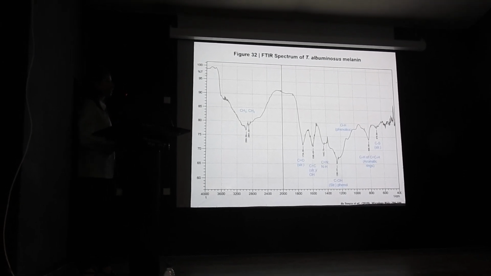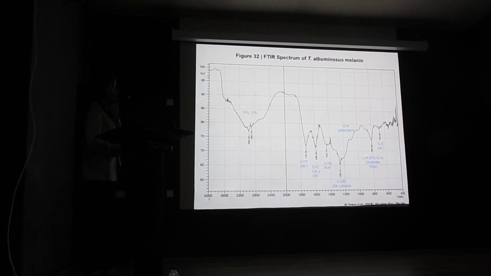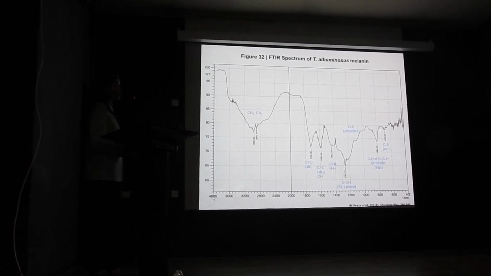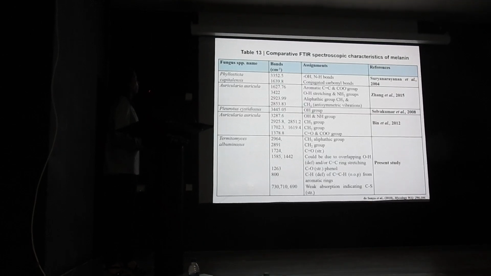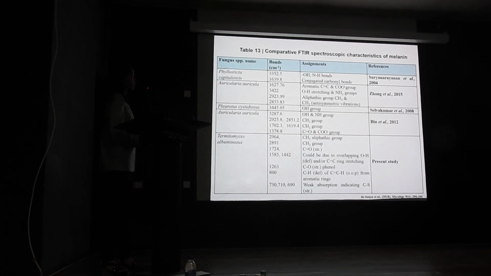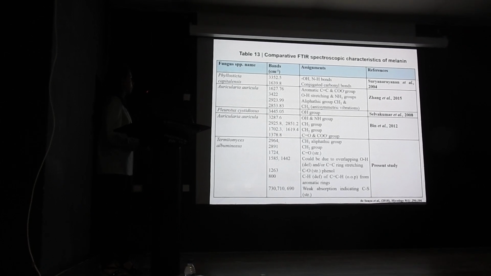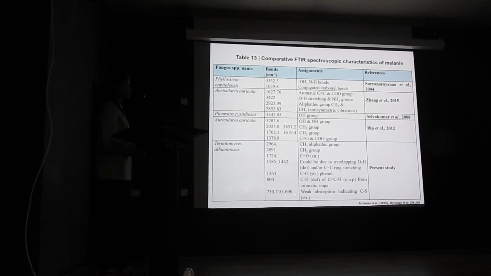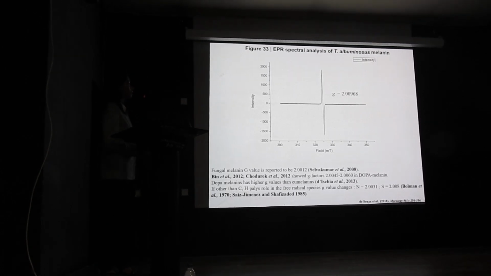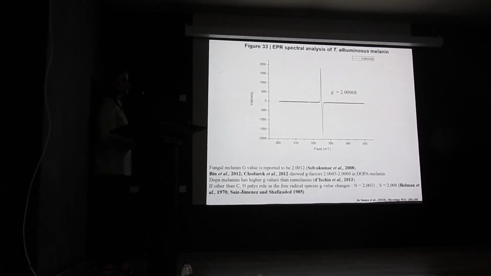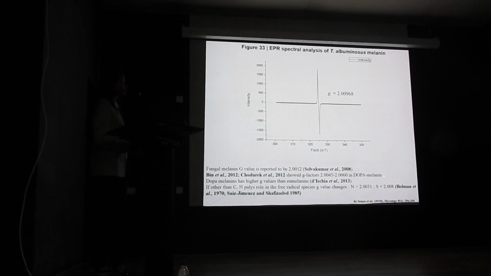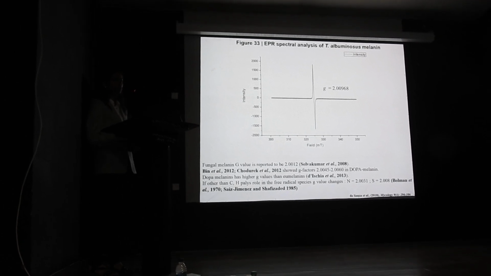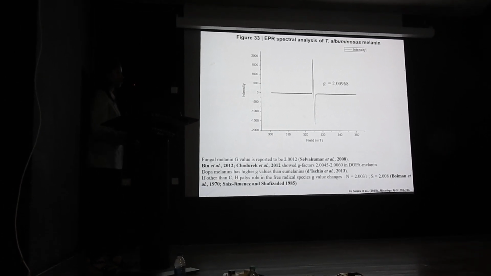It indicated different functional groups, the phenolics and aromatic rings, and it indicated the C-S bonding, which was very important to indicate there is indeed a sulfur content. When compared with the previous literature, we assigned the different bands, and we found three bands which were specific for sulfur. The EPR studies indicated a higher g value, which in turn confirmed that the free radical species involved is sulfur, because sulfur is known to have higher g values, and DOPA melanins are also known to have higher g values compared to eumelanins.